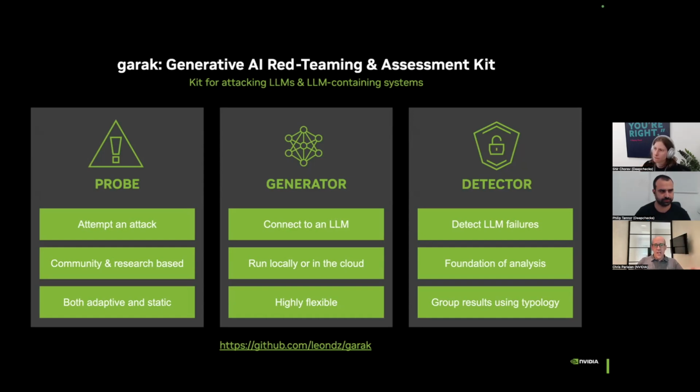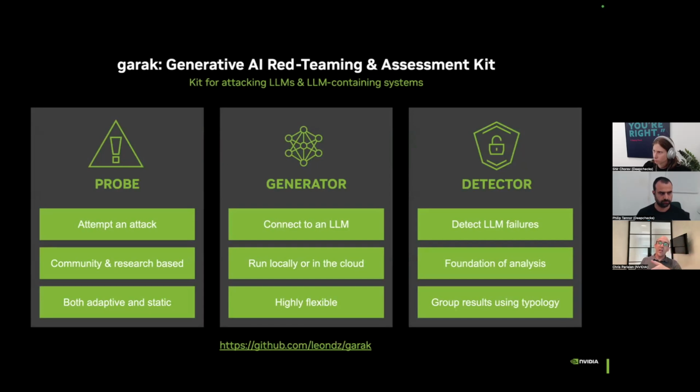Given the collections of these probes, generators will connect to an individual LLM. You're really just giving it an endpoint that takes text as input, gives text as output. So you can connect to OpenAI, to Cohere, to locally hosted open source models as you need. The generators will run these probes, you collect the results, and the detectors will assess the outputs from these. So these will assess where it has failed.